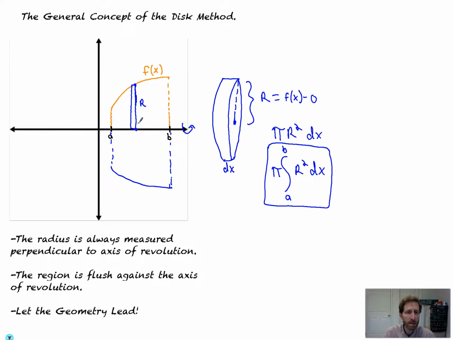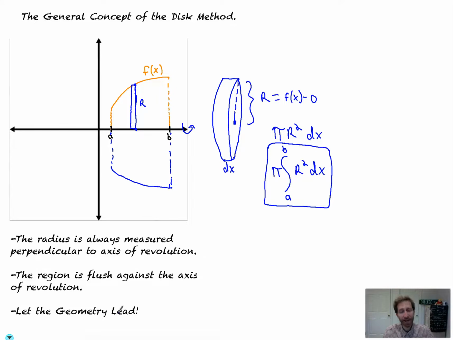What that means is, if we're rotating about the x-axis, we draw a rectangle this way, and if we're going about the y-axis, we draw it this way. More on that in later videos with the y-axis. The region is flush against the axis of revolution. That's what I mentioned before. If your region is flush against the thing that you're revolving, there will be no holes when you revolve it. There will be holes later when we look at the washer method.